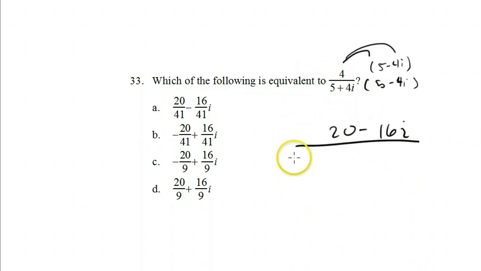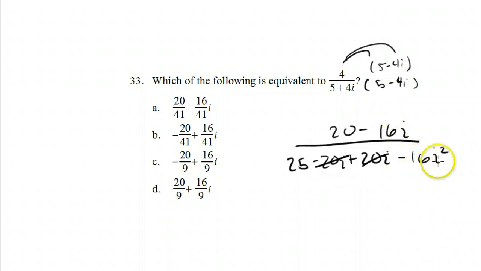So I have 25. Then if I distribute this, I get minus 20i, and then plus 20i. So like we said, the conjugate will always make those cancel out. And last, I have 4 times negative 4 is negative 16, and then i times i is the i squared, which we should always have on the denominator. Now, because this is an i squared, this turns into a negative 1. So this is negative 16 times negative 1, which is plus 16.